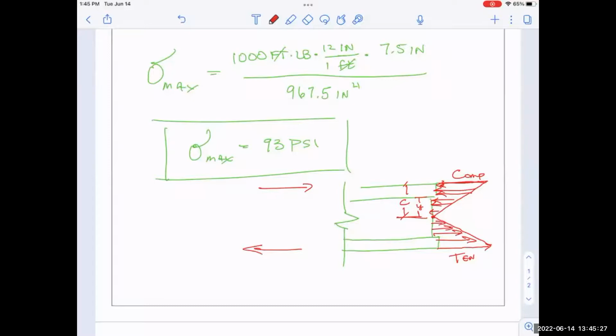Does that make sense? This one, however, the neutral axis, and they kind of have it drawn in there, is right here. It's higher than the middle. And so for that reason, the distance from here up to the top is smaller than the distance from here down to the bottom. And so we're not going to get the same answer for compression as we do for tension. And by the way, that's important because some materials don't work well in tension.